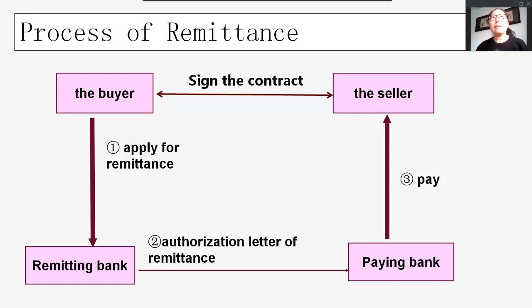This is the process of remittance after the buyer and the seller signed the contract, and the seller delivered the goods. The buyer will ask his bank for remittance, and the remitting bank will authorize the paying bank for the remittance.